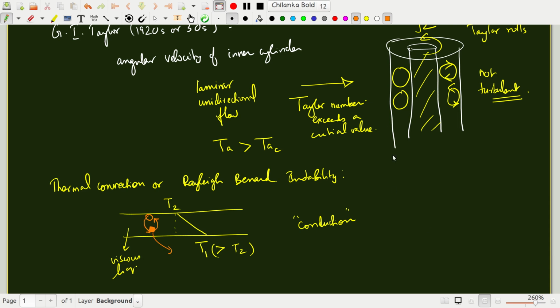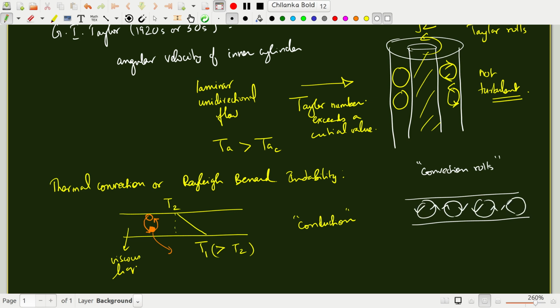This is also going to result in rolls which are called thermal convection rolls or convection rolls. This is an example of natural convection. So again, the fluid will start going in rolls like this. These are two parallel plates. And you know that the density of a fluid decreases with increase in temperature. That is what results in a net buoyancy force that pushes the fluid up, and the heavy fluid comes down.